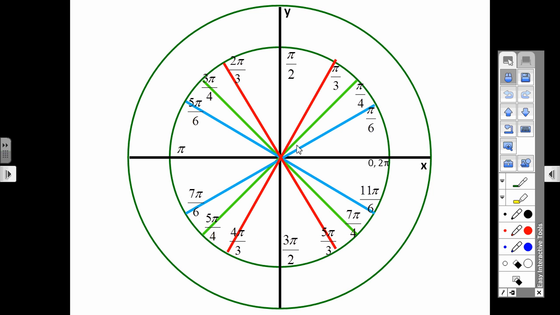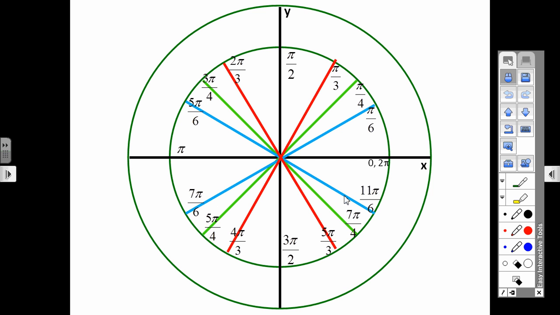And if you notice with the colors, every line that has the same color has the same denominator. So all the green lines have the denominator of 4, all the blue lines have a denominator of 6, all the red lines have a denominator of 3. It's pretty interesting, right? All of these lines that have the same color have the same reference angle as the angle that's in the first quadrant. So this blue line here has a reference angle of pi over 6. So does this one and that one.